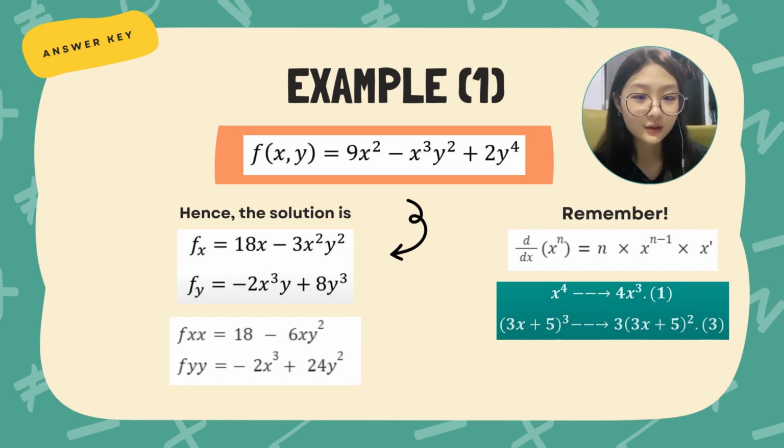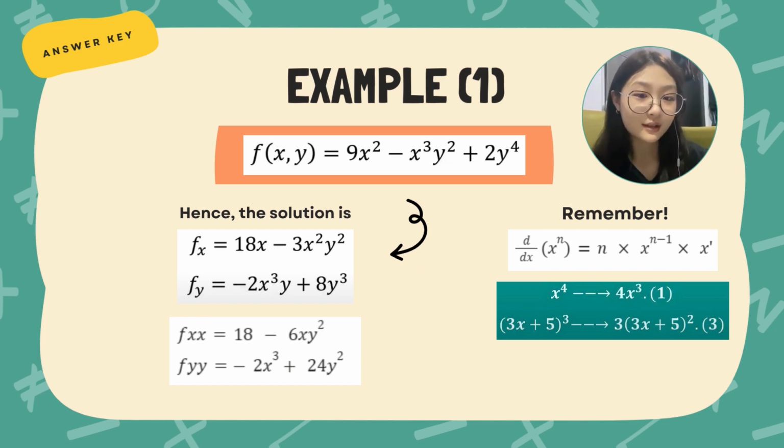For example, if we're looking for f with respect to x, or fx, it equals 18x because the 2 comes down and times 9, which is 18, and x to the power of 1 because x to the power of 2 minus 1, minus 3x squared y squared. And here the 2y to the power of 4 is gone because we don't have to take respect to x in that. And the same goes for fy as well.